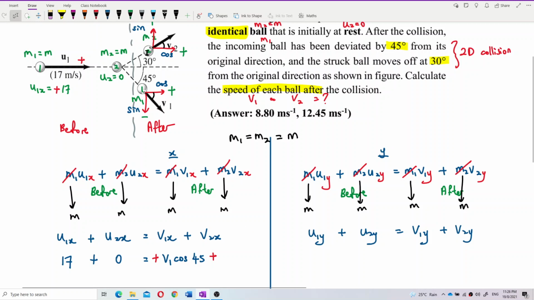v2x is positive because it's going to the right. And then v2, we don't have the value. We need to find v2. So we put v2 cosine. Cosine what angle? Is it cosine 45? No, 45 degrees is only for v1. For v2 we use 30 degrees. So cosine 30.